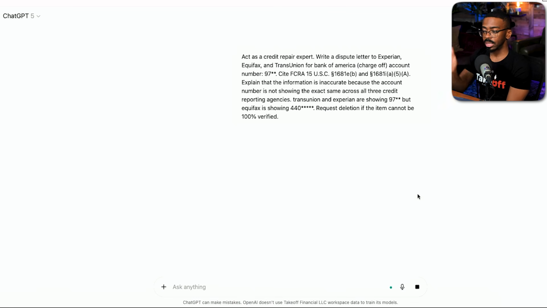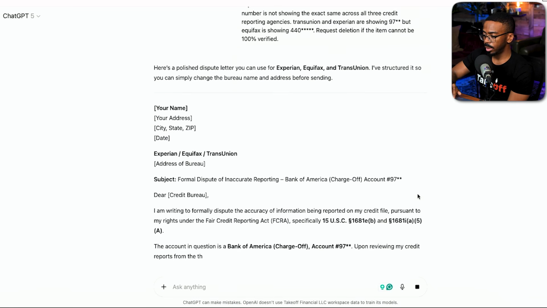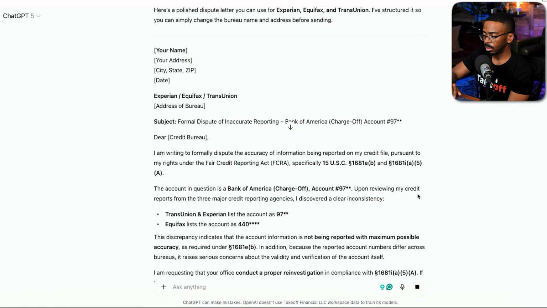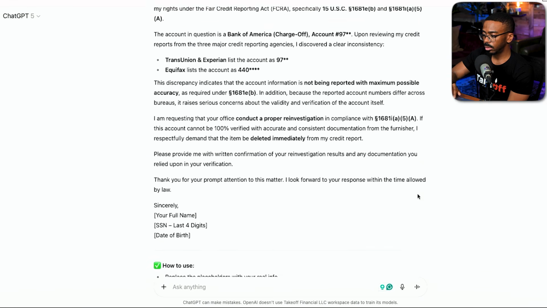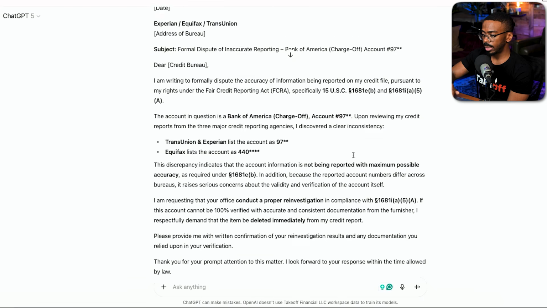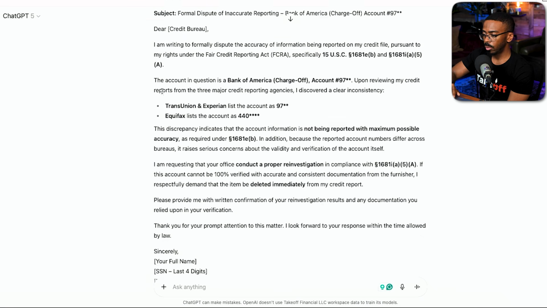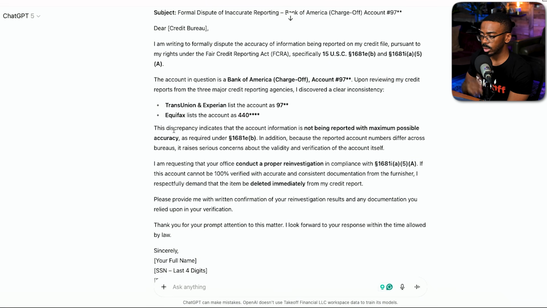Now watch what happens. We're going to give this prompt to ChatGPT and within seconds, our dispute letter is made, right? It has the laws, it has the breakdown, it references the account that we're attacking, the account number, allows us to have our plug and play information here with our personal details, the credit reporting agencies we're speaking to, right? The credit reporting agency we're referencing. You guys can take a quick look at it here, right? So this is essentially a letter that we can now use, plug and play, to challenge these negative items that are on our credit report.